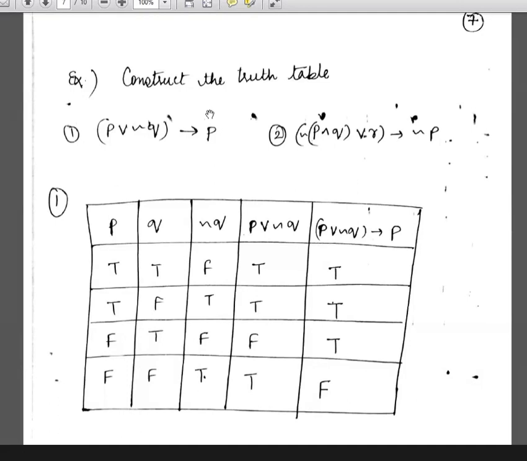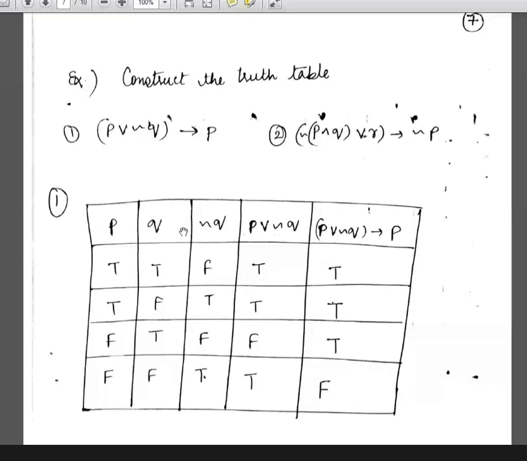Now look at the final step. What do we need to find at the end? This bracket implies P. So write the complete proposition here. Now, solve this implies P. Take the fourth column as first: the fourth column implies the first column. So suppose the fourth column is P and the first column is Q, because P implies Q as per the question.